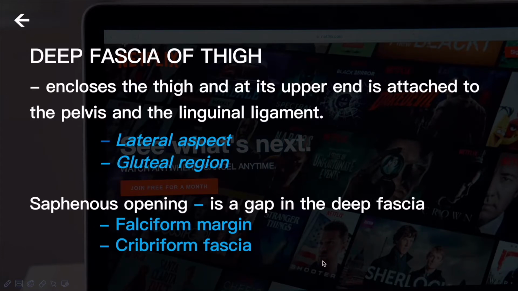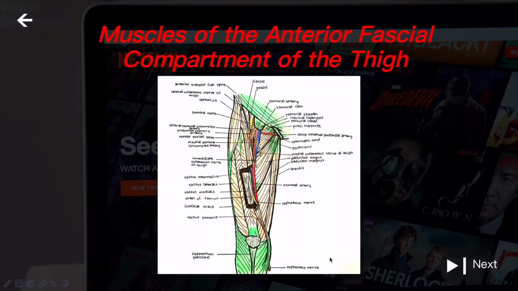Under the deep fascia of thigh are the lateral aspect and the gluteal region. The lateral aspect, in which the iliotibial tract can be found, and the gluteal region, where the deep fascia forms sheaths. The saphenous opening is a gap in the deep fascia, and under the saphenous opening there is the falciform margin, which is the lower lateral border of the opening, and the cribriform fascia, which is the loose connective tissue that fills the saphenous opening. Muscles of the anterior fascial compartment of the thigh.